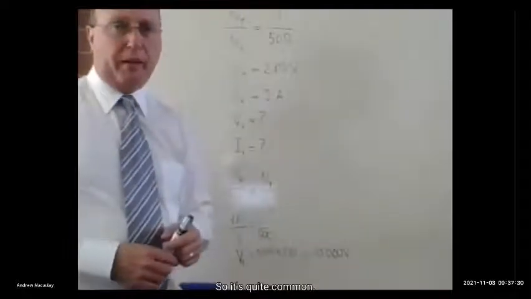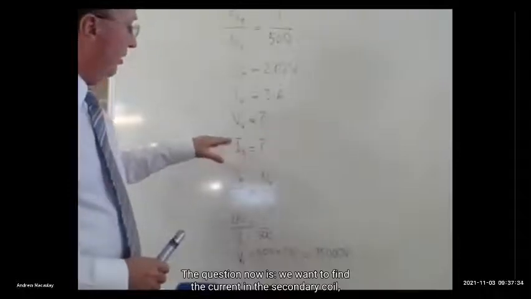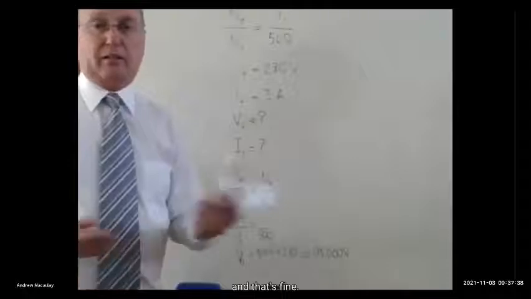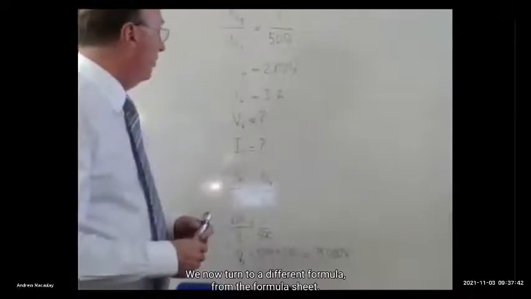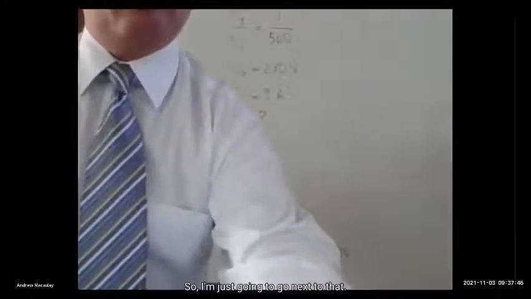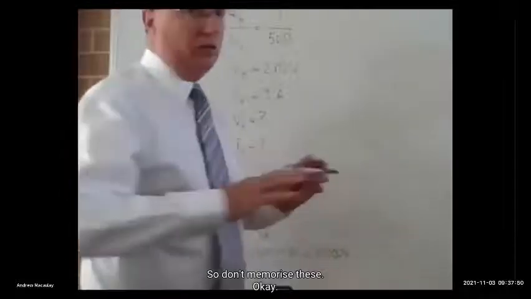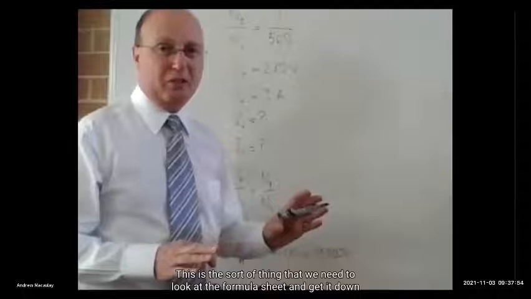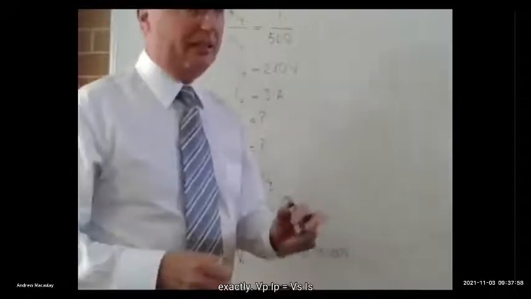So it's quite common. The question now is, we want to find the current in the secondary coil, assuming there's a load. That's fine. We now turn to a different formula in the formula sheet. This one is a bit trickier, so don't memorize these. This is the sort of thing where we need to look at the formula sheet and get it down exactly.